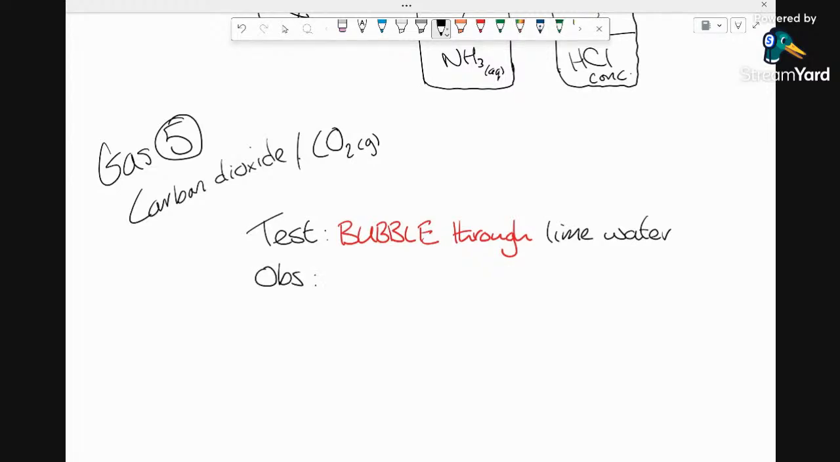Observation. This is A-level: white precipitate. By the way, which really drives me nuts, they will still accept turns cloudy, just cloudy or milky. Ugh. I hate that. It's so annoying. White precipitate is better. Let's look at the equation.